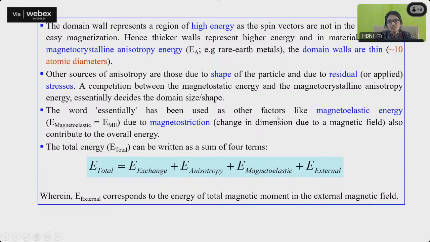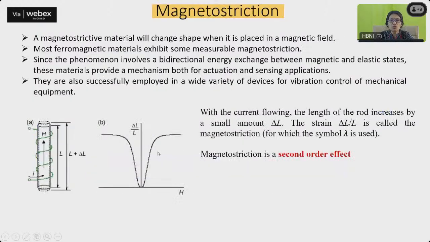So you have other factors also included in this entire energy picture. One is the magnetoelastic energy, which is due to the magnetostriction, or change in dimension due to a magnetic field, and this will also contribute to the overall energy. So the total energy can be written as a sum of four terms: exchange energy, anisotropy energy, magnetoelastic energy, and external energy. And this external energy corresponds to the energy of the total magnetic moment in the external magnetic field. So this is the total contribution of all these different energy values.